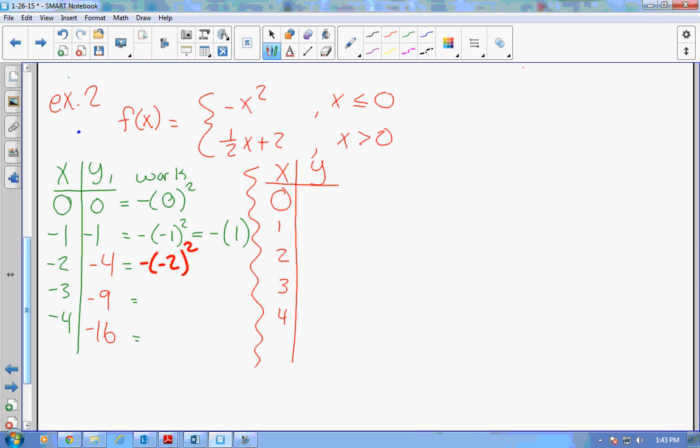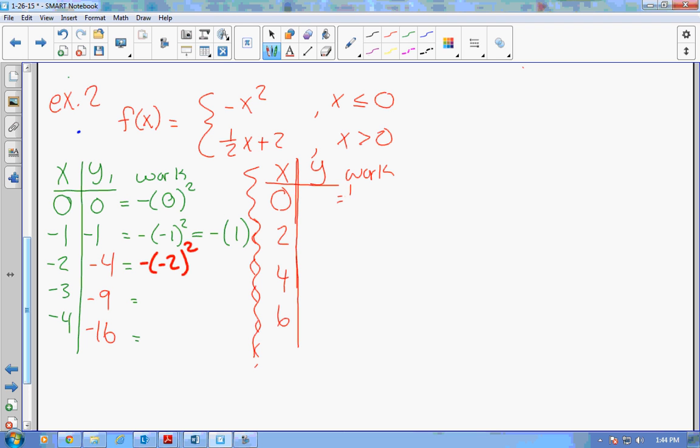This is a fraction. If we plug in 1, we still have a fraction. Notice the denominator is dividing by 2. So if you like fractions, go for it. Do all those numbers. If you don't like fractions, I would do numbers that are divisible by what number? Good job. 2. So maybe 2, 4, and 6. Okay.